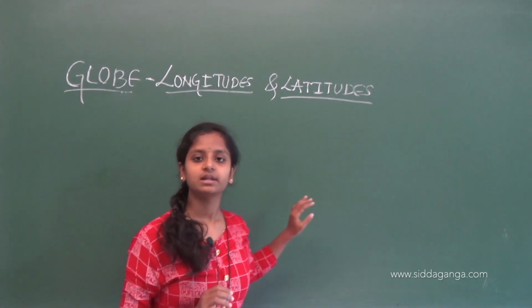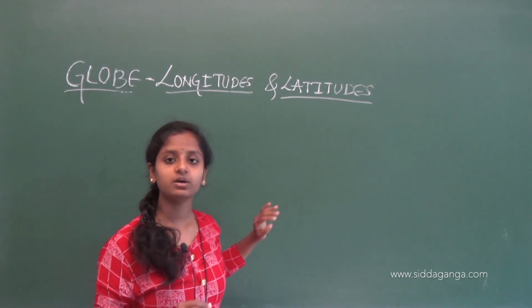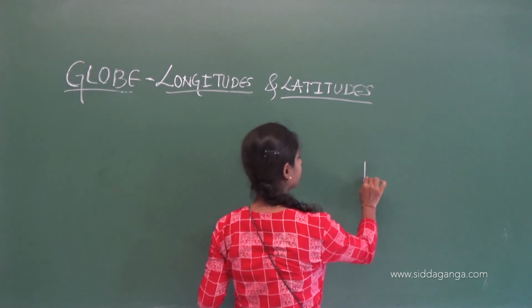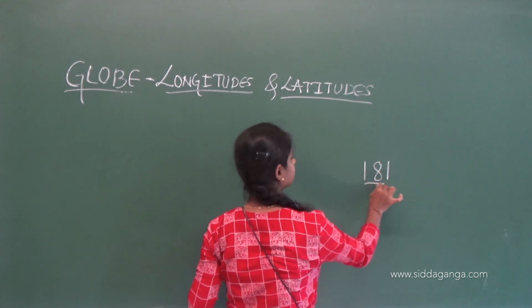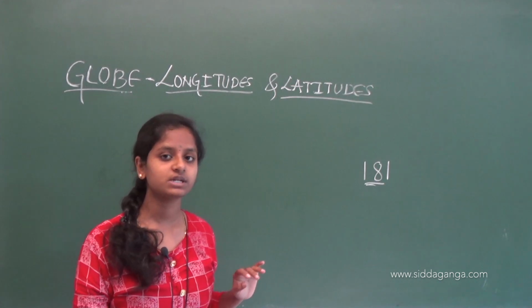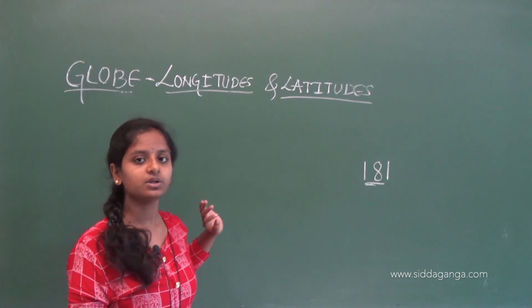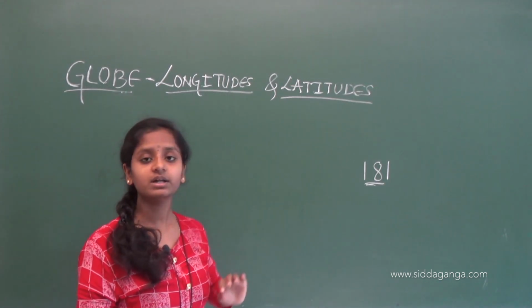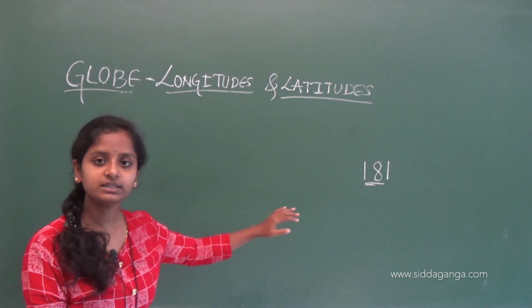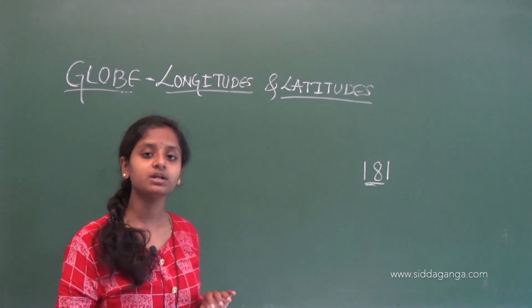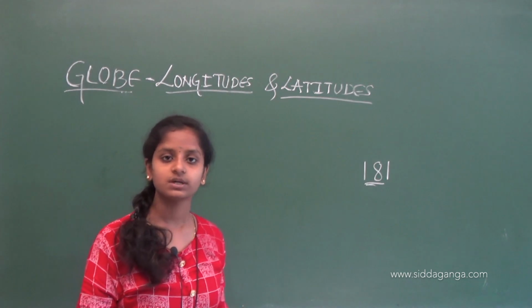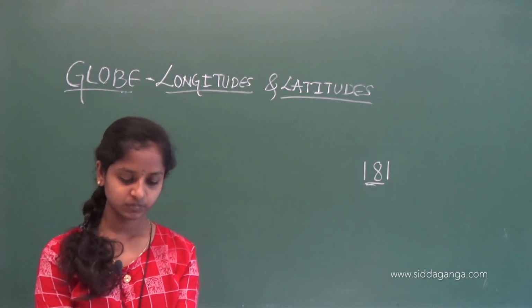Generally these latitudes are 181 in number. In your previous classes, I think in 5th class, you have studied about this topic. There you have seen that about 181 latitudes are there. But in that there are 7 major important latitudes. What are those? We'll see them now.